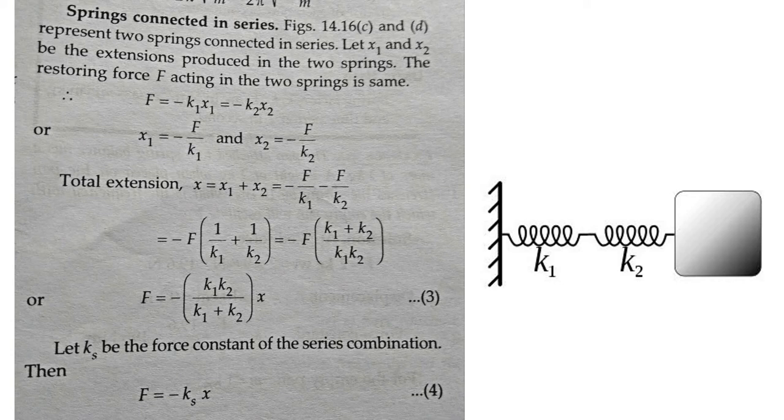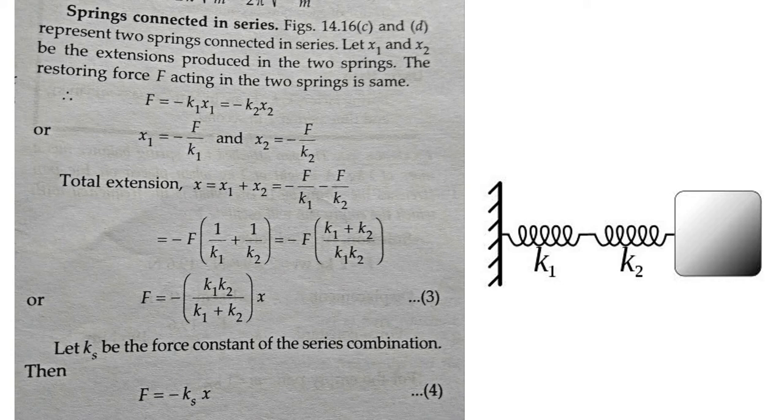So x1 is the displacement, the extension produced in the first spring, and x2 is the extension produced in the second spring. So the total extension we can write as x equal to x1 plus x2, and substituting, x is minus F by k1 minus F by k2. Minus F can be taken common into 1 by k1 plus 1 by k2. If you simplify by taking the LCM, k2 plus k1 by k1 k2, F is equal to minus of k1 k2 by k1 plus k2 into x.